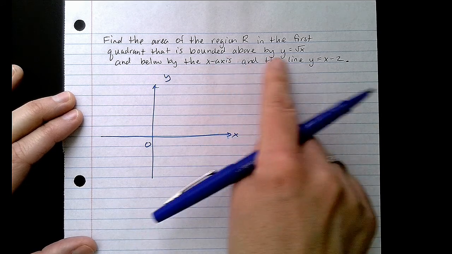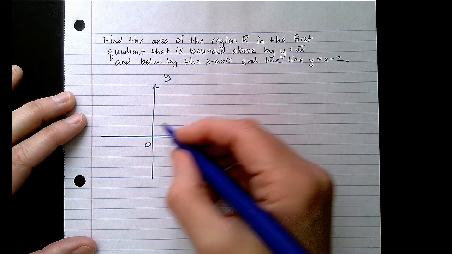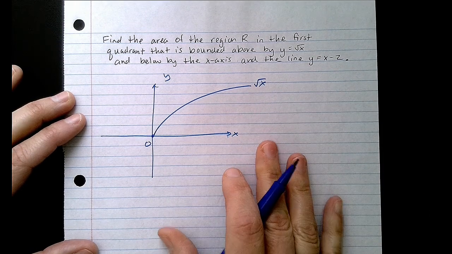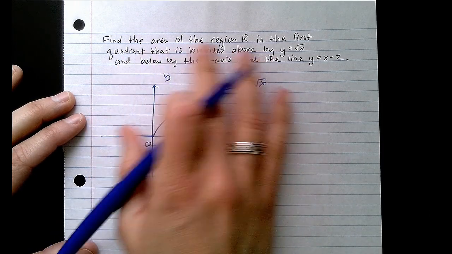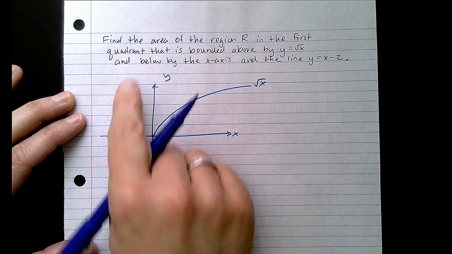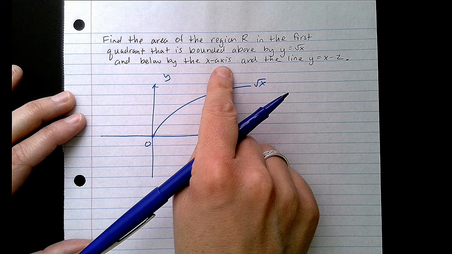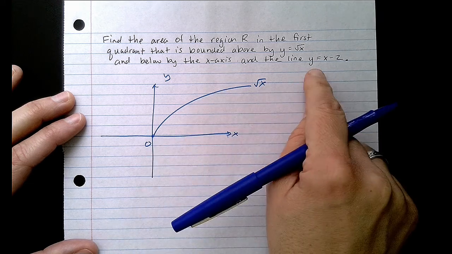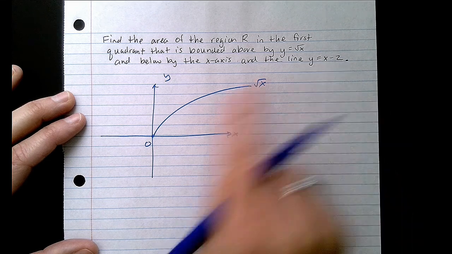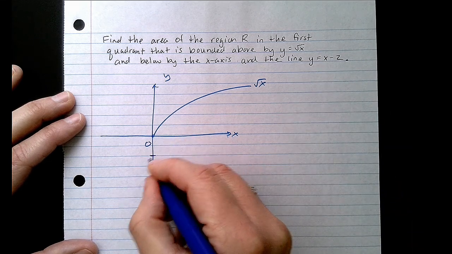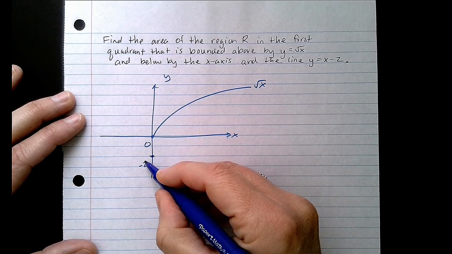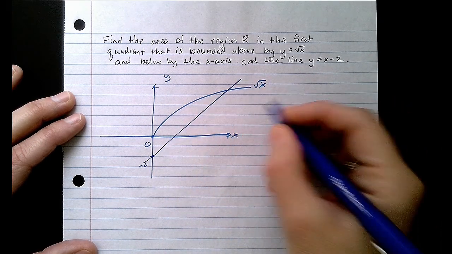First thing I notice is we have a square root function. Now that's a parent function we studied last year. It looks something like that. Now it says it's the region, the area of the region, in the first quadrant, so we're only focusing on here. It's bounded below by the x-axis. Well, that's the x-axis, but it also gives us this other line. Now this is a linear function. Its y-intercept is -2, so that's down here somewhere. And then it has a +1 slope. So I'm going to draw it like that.